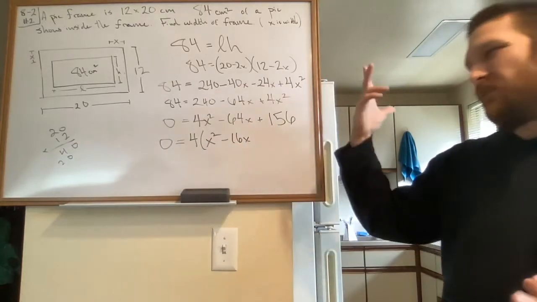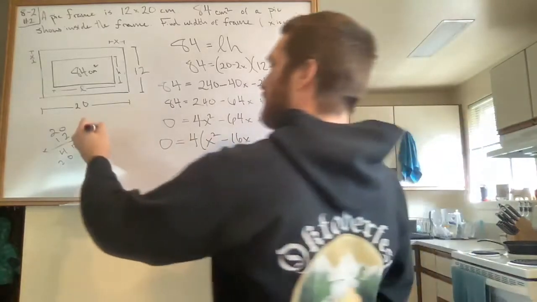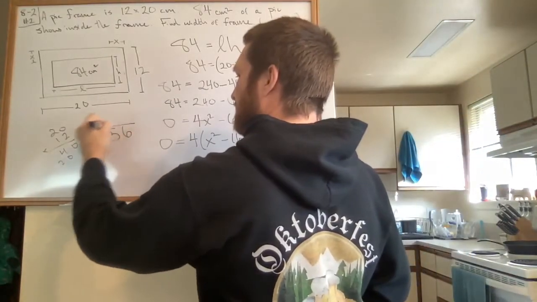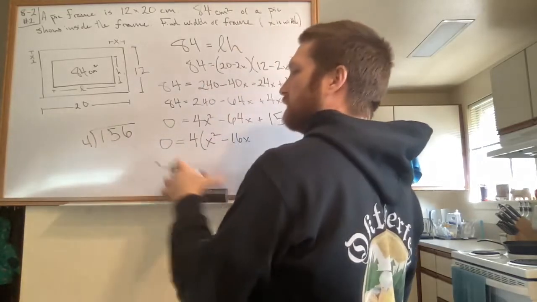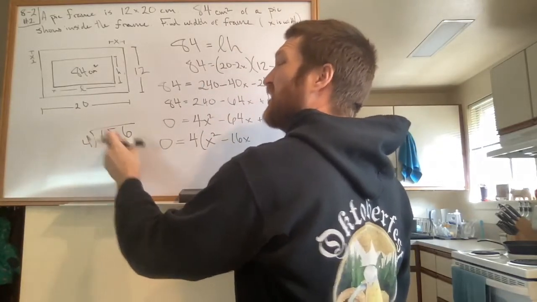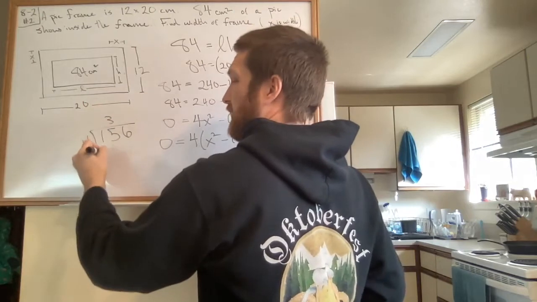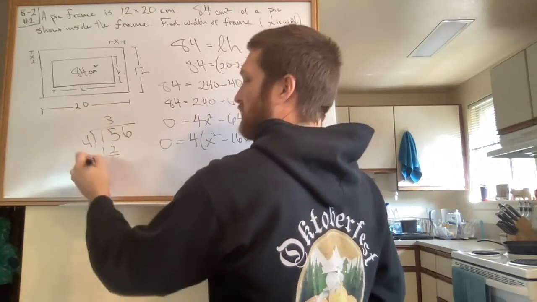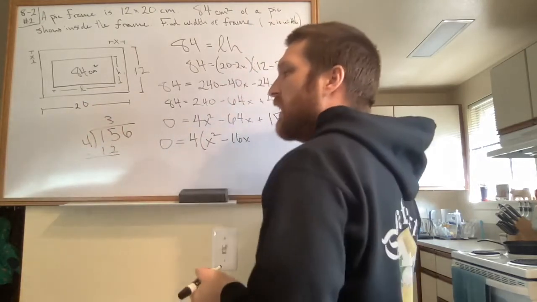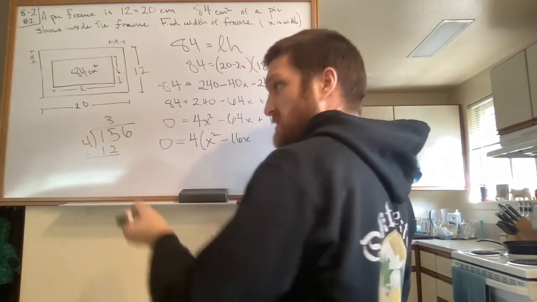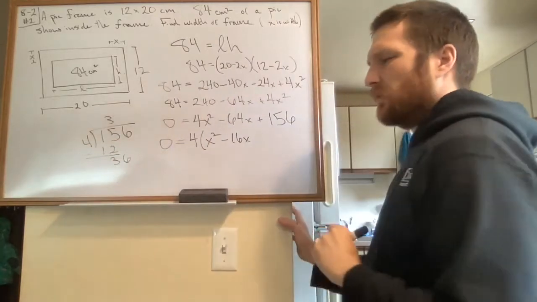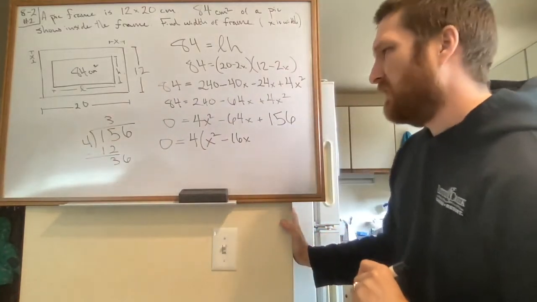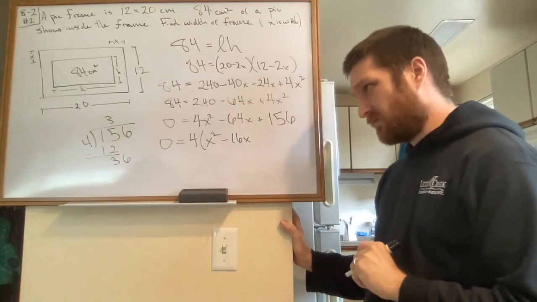And now, I can't do that in my head. I'm just going to do the long division. 156 divided by 4. So 4 goes into 15 3 times. 3 times 4 is 12. Subtract that off. And we get what? 3, 6. Does 4 go into 36? It does not. Did I do this right?